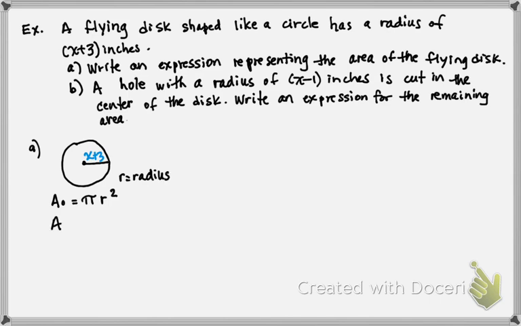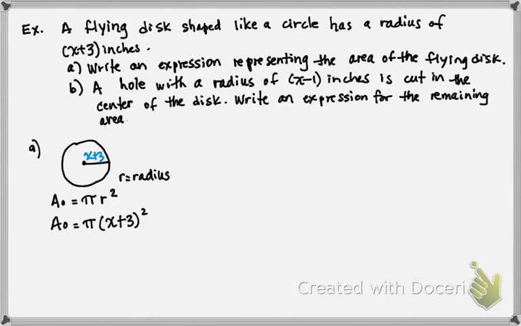Pi is always part of all formulas with area and circumference. Anything shaped like a cylinder has circles in it, so it also has pi involved. And we're going to have pi times the quantity x plus 3, squared. Now you might say, hey, Rosner, I thought we were just talking about difference of squares, but now you're telling me to square a sum. Don't worry about it. They're all kind of related to each other.